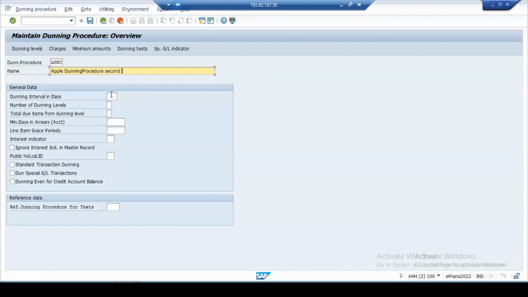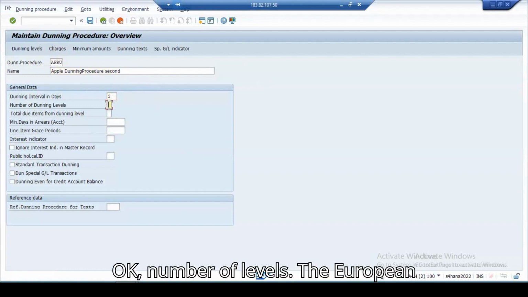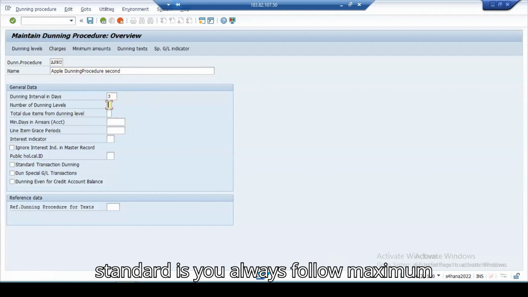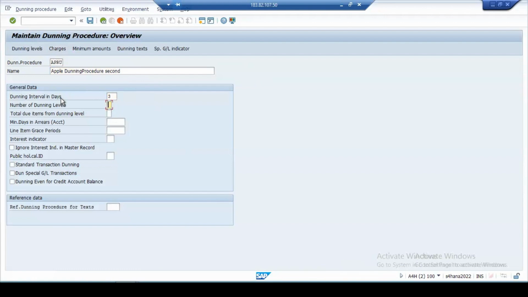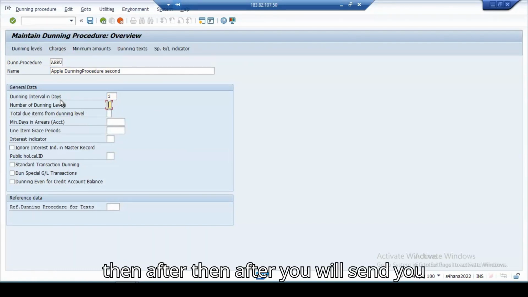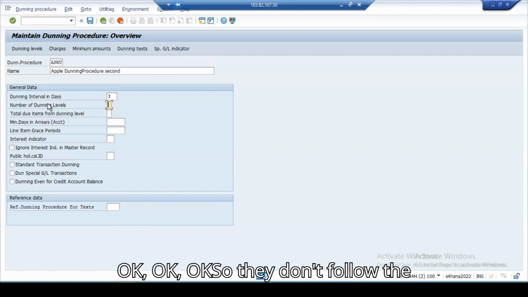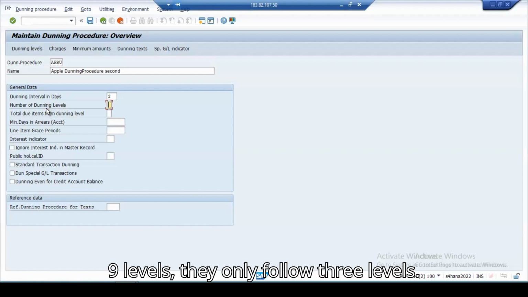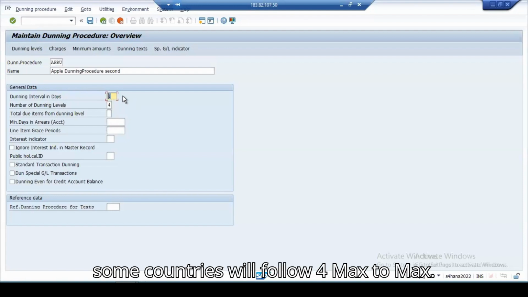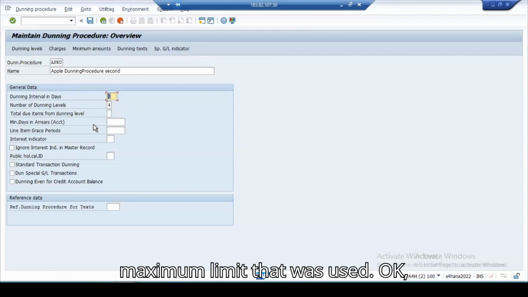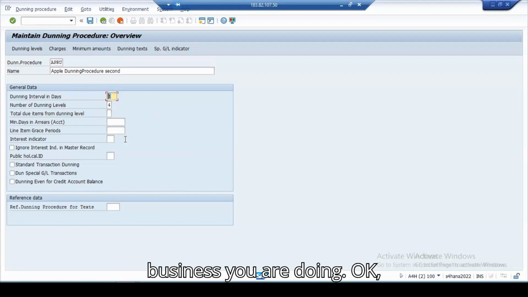Second, number of dunning intervals, I will do it every 3 days. Number of levels: the European standard is you always follow a maximum of 3 dunning levels in the system, and after that you will handle them outside of SAP. So they don't follow the 9 levels, they only follow 3 levels. The European countries will follow 3, some countries will follow 4. Max to max, till date I have seen only 4 is the maximum limit that was used. It all depends upon the style of the business you are doing.